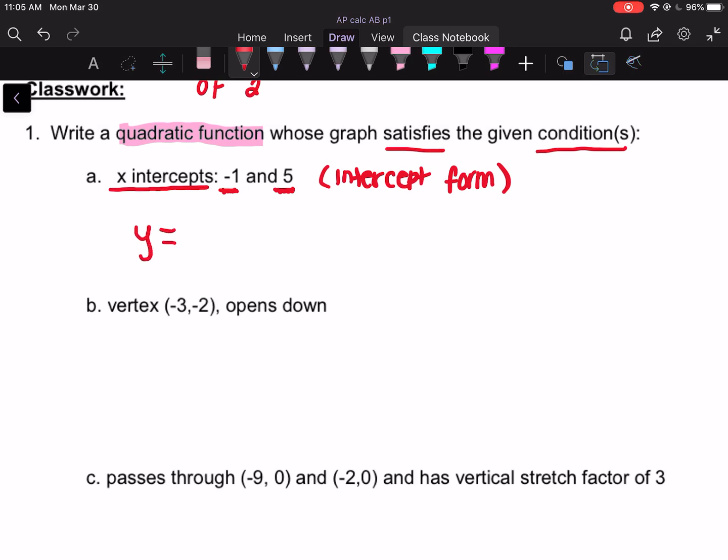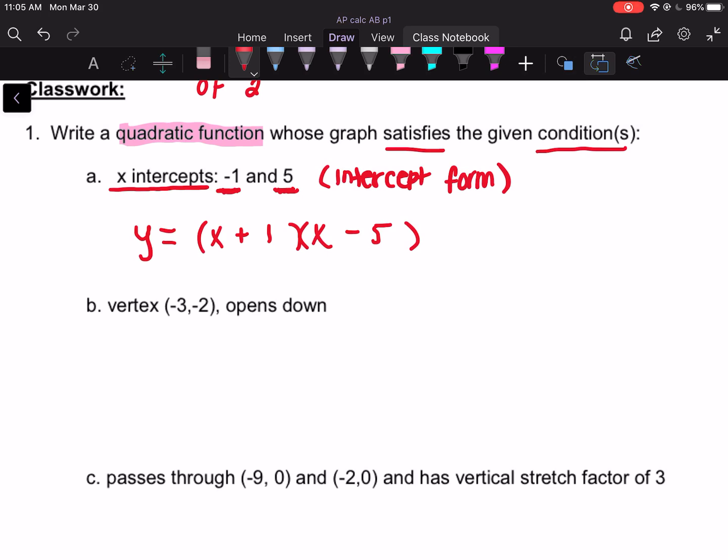So in this case, it's going to be 2 sets of parentheses. They don't tell us anything about a stretch or a shrink. We have x and x, and the opposite of our x-intercept goes inside. So here we're given -1, inside would be +1. Here we're given 5, inside would be -5. And that's it for part A.